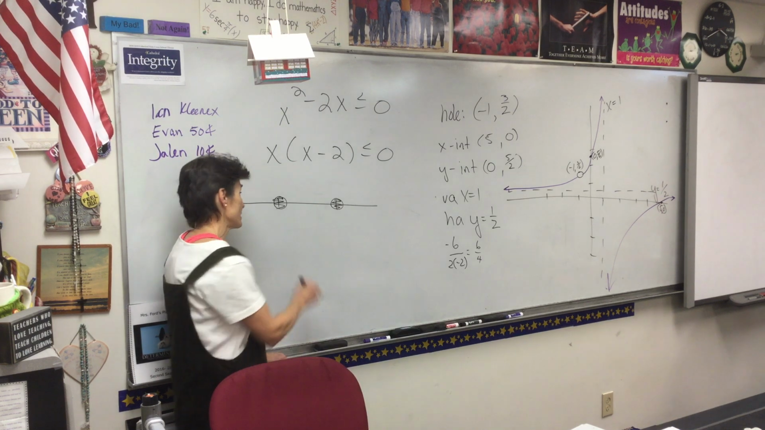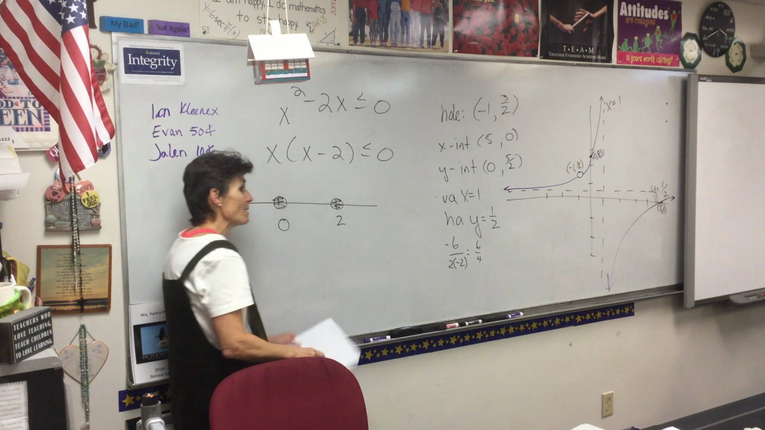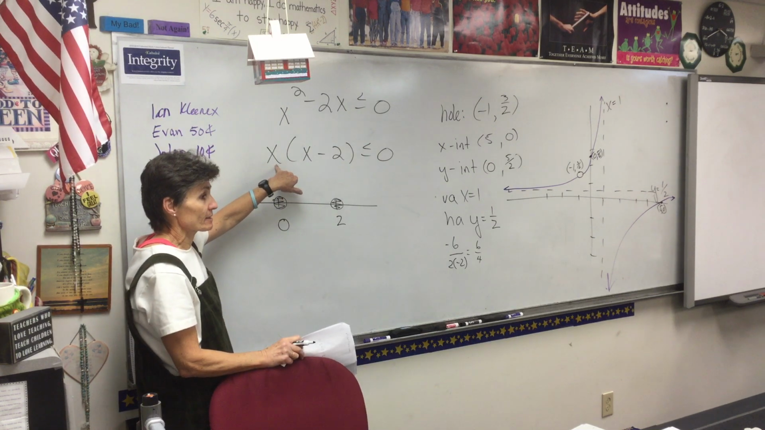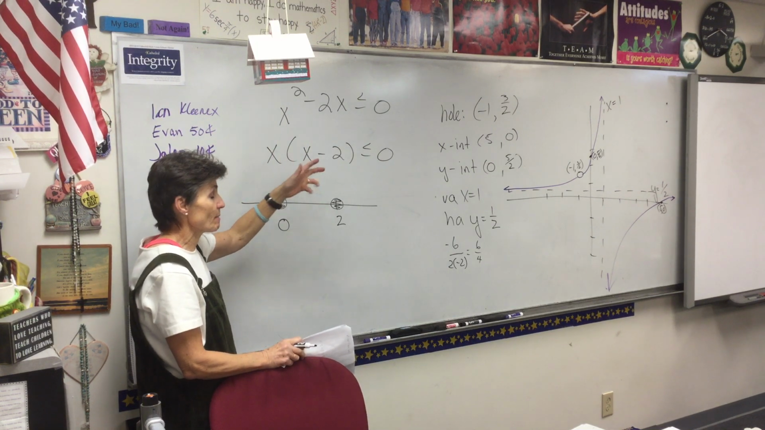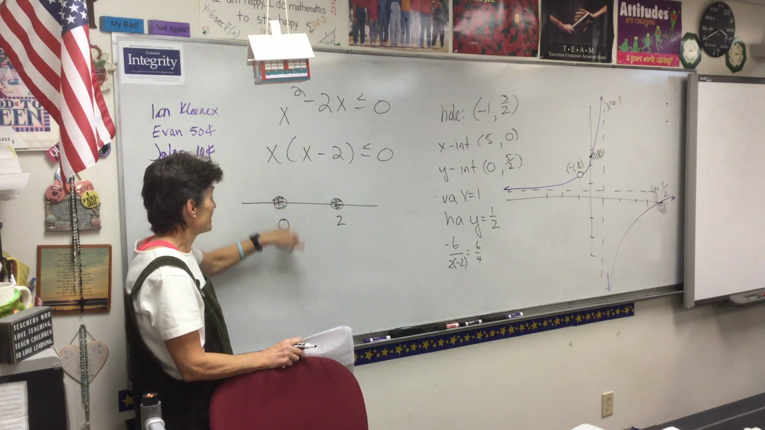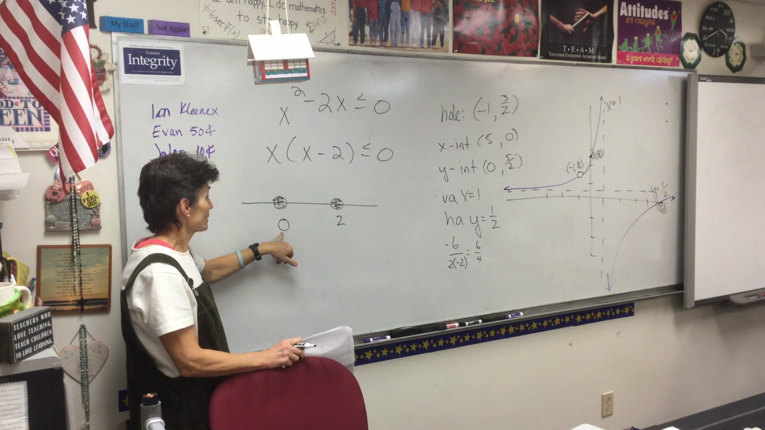Where are those dots going to be? 0 and 2. Remember, when there's a plain x, not an x plus 3 or an x minus 5, just a plain x, it's 0.